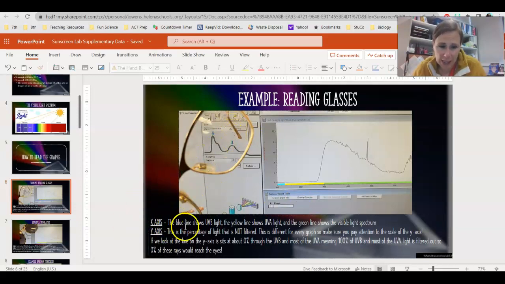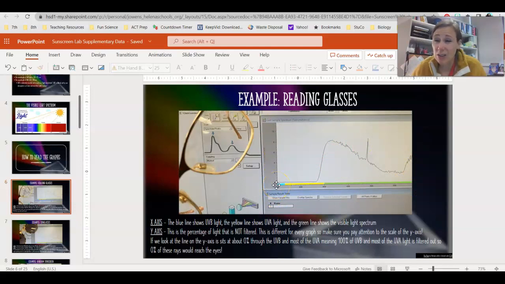On the x-axis of these graphs, the blue line shows the UV light. I highlighted your range of UVB light right there in the blue. The yellow is going to be UVA, from about 315 to 400, and then from 400 on we have visible light. Our y-axis shows us the percentage.